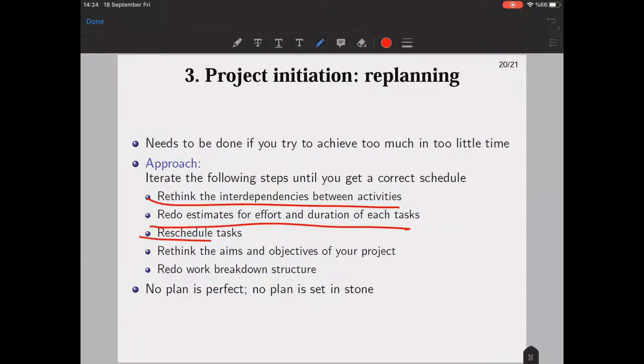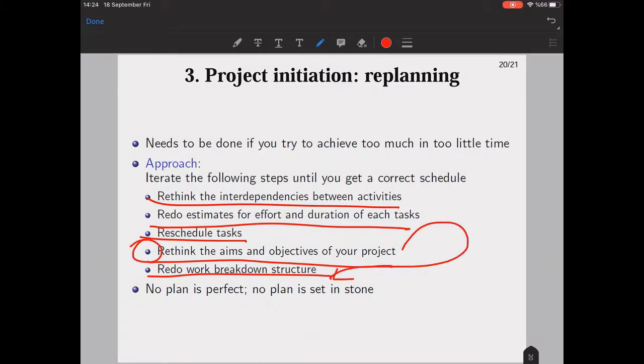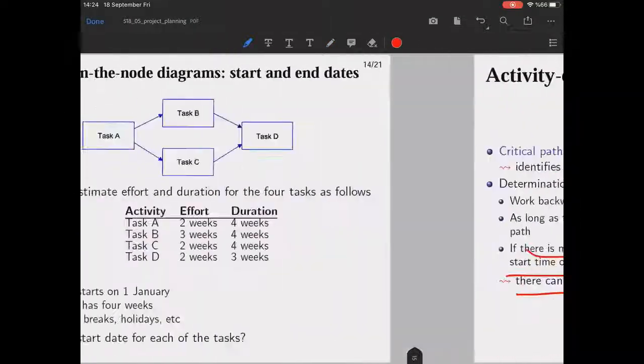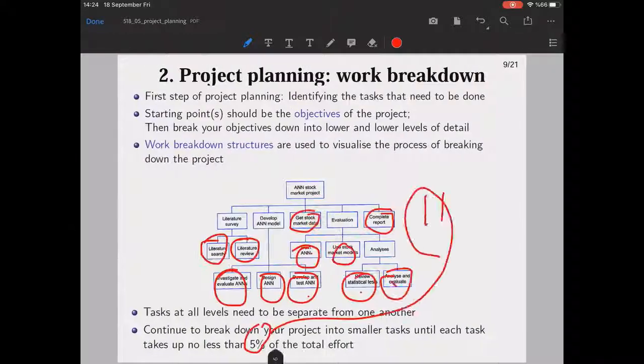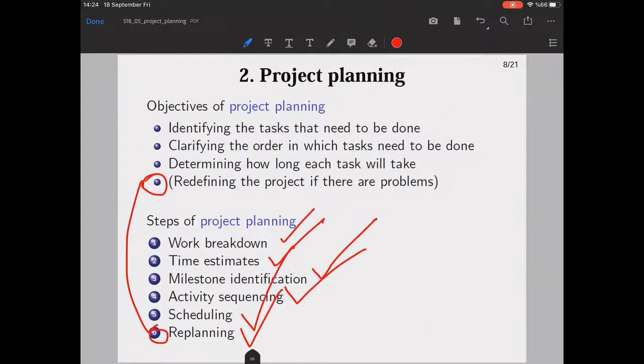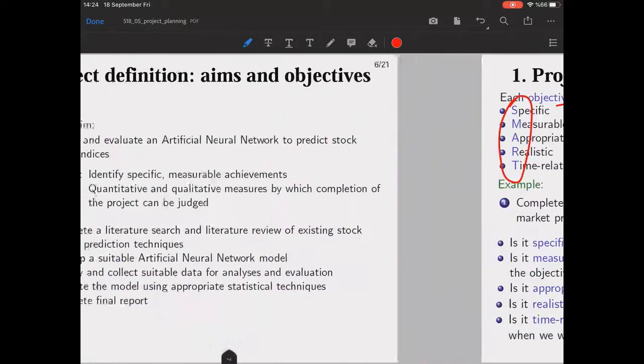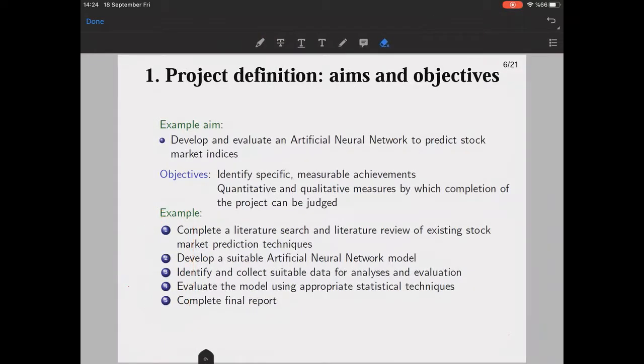And reschedule tasks if required, and rethink the aims as you go backwards. Aims and objectives may be revised, and redo the work breakdown structure. If you do this part, it means that you need to redo your breakdown structure as well. As you see, if there are major problems, you can go back to objectives. Yes, it can be cumbersome, but it can help.